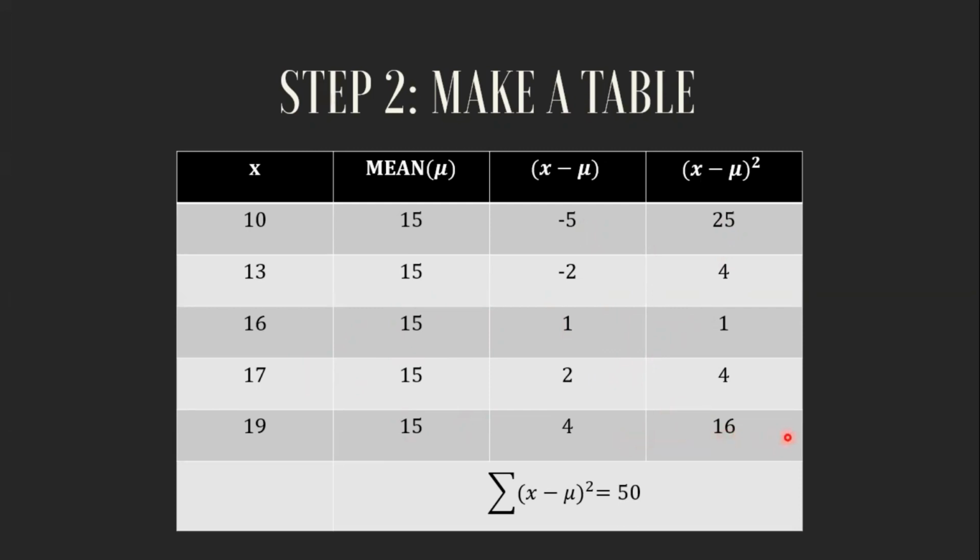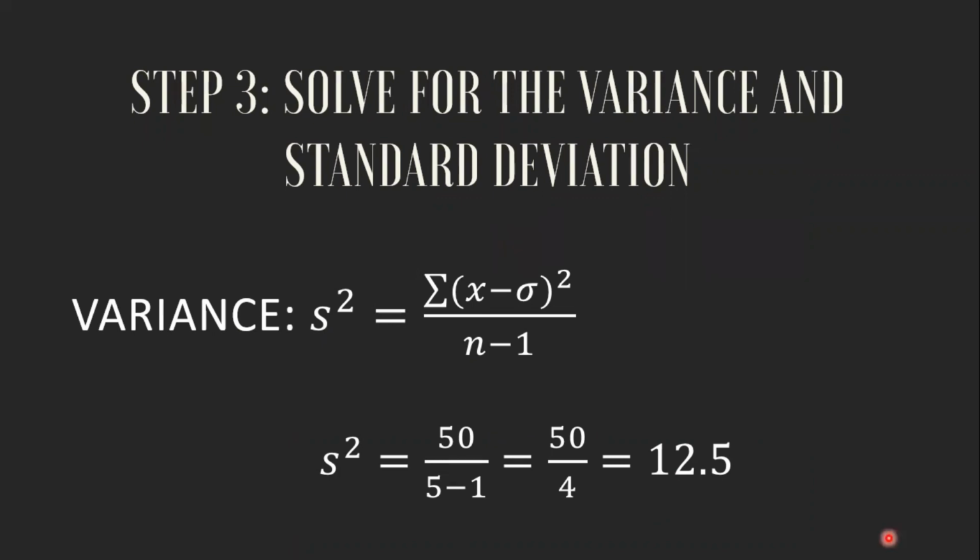Next, for us to find the summation of x minus mean squared, we need to add all the values in the fourth column. 25 plus 4 plus 1 plus 4 plus 16 is equal to 50. To finally solve for the variance, substitute the values in the formula. The summation of x minus mean squared is equal to 50, and there are a total of 5 values in the dataset. Hence, 5 minus 1 is equal to 4. 50 divided by 4, the variance of the dataset is 12.5.